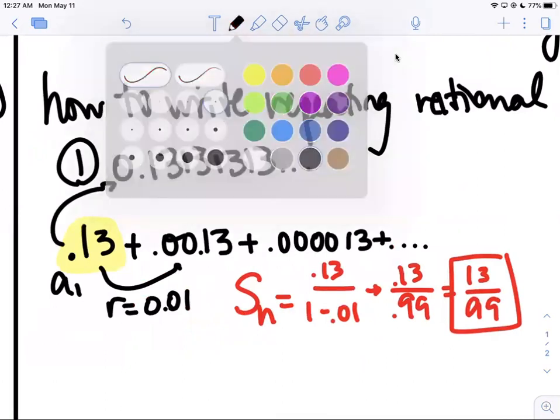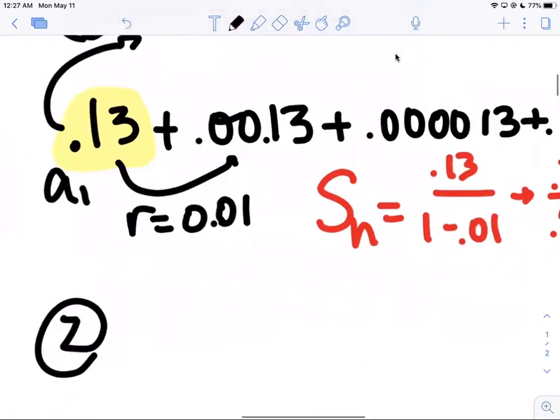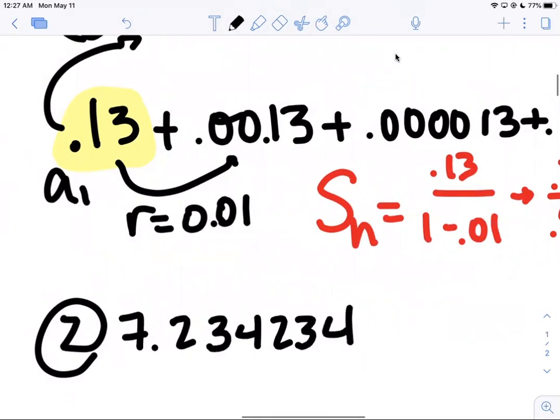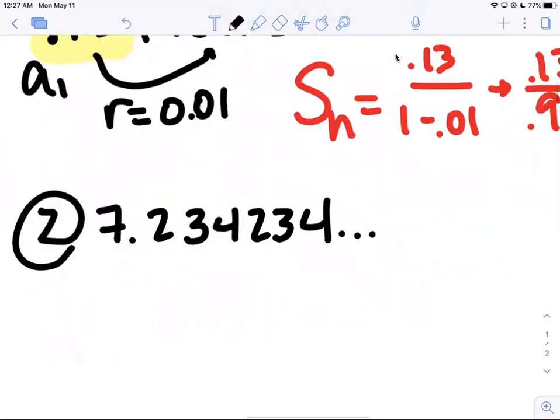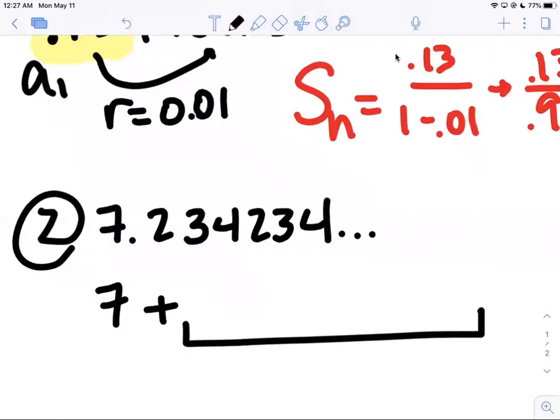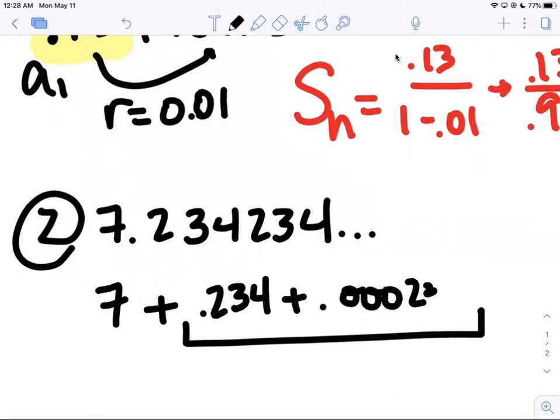Let's try another one. This one is going to be 7.234234, etc. Again, I'm going to see how this is a series. I've got 7 plus, and the 7 is not really part of the series. We're going to count everything else as part of the series, but they are going to be added together because at the end of the day, they're all one number. So I've got 0.234 plus 0.000234 plus etc.